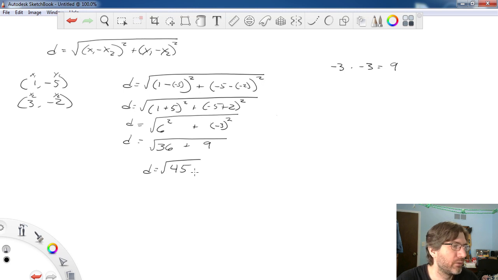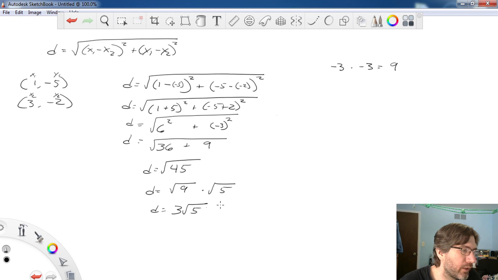Can we reduce that? We should be able to take out something. You can take out 9. That's right, yeah. So distance equals the square root of 9 times the square root of 5. So that's going to be distance equals 3 square roots of 5. Yep, you can't take it any more than that. So that would be your answer.